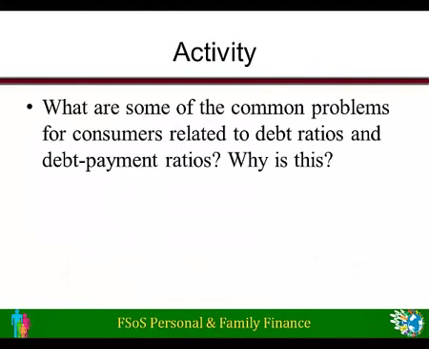So if consumers are not careful, it's quite easy to take on more debt than they can effectively handle. Remember that debt or the use of credit means you are committing future income to pay for current expenses. What are some common mistakes people make in relation to their debt and debt payment ratios? Why do we fall into these traps? When you finish this presentation, please share your experiences and ideas via the discussion forum on Moodle.